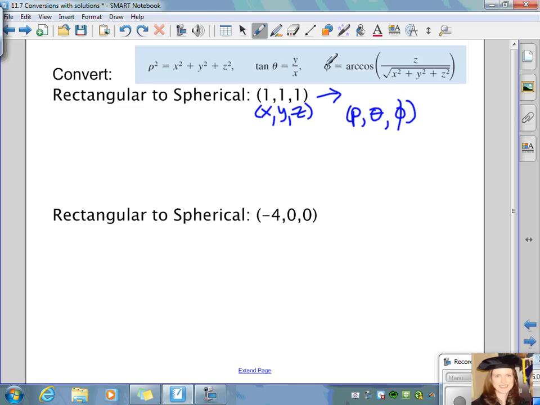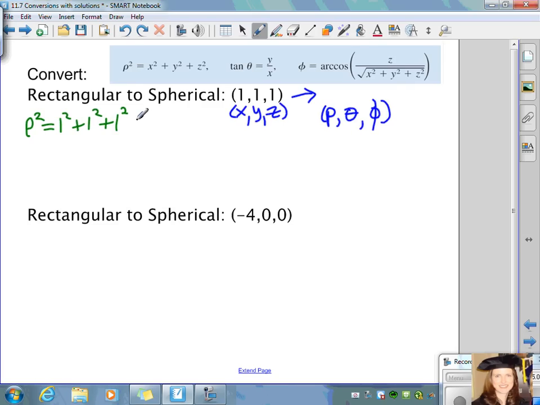Here we have our three conversion equations that we use. The first one is rho squared equals x squared plus y squared plus z squared. So let's use the first one. Rho squared equals our x squared. X is 1, y is 1, and z is 1. So rho squared is equal to 1 squared plus 1 squared plus 1 squared, which is equal to 3. So that means rho is equal to the square root of 3. That distance from the origin is the square root of 3.